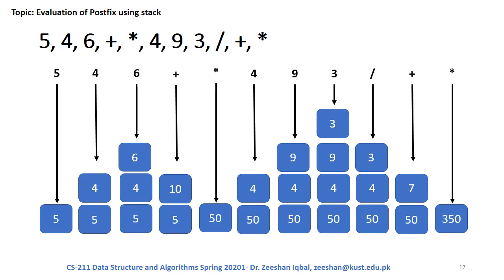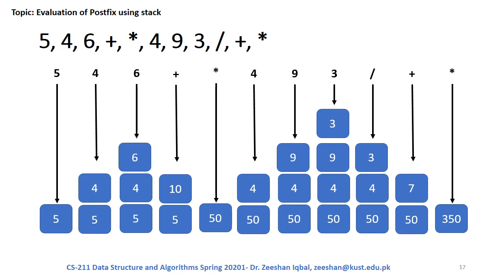Next is plus, so with the arrival of the plus operator, top two operands, that is 3 and 4, will be popped and the plus symbol will be applied. So 4 plus 3 becomes 7 and 7 will be pushed to the stack again.